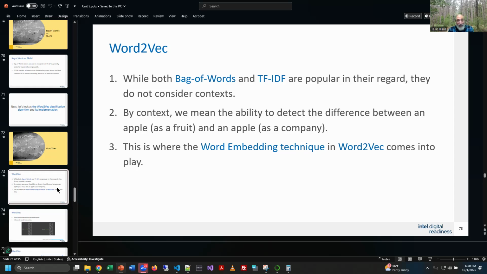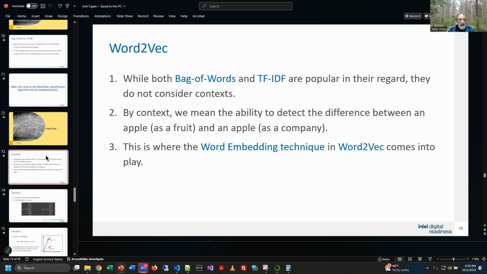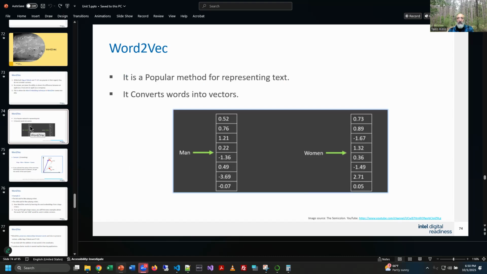Because Apple Macintosh could go either way, since we do have Macintosh apples. But maybe we have, I don't know, a Honey Crisp. Okay, that sounds like a real apple. So the context is clearer. And this is where we use this technique from Word2Vec, which is called a word embedding technique, which allows us to understand, or helps us understand, that context.